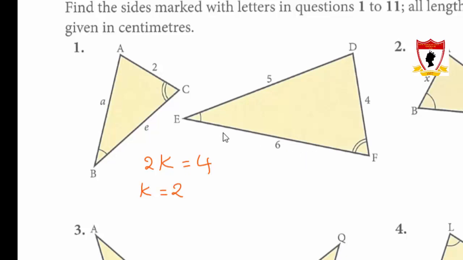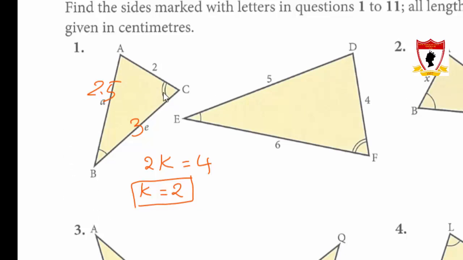Now this side is 6, then E must be... whenever we find the length of the smaller triangle, we divide by k, and whenever we know a side on the smaller triangle, we multiply it by k to get the side of the bigger triangle. Then 6 divided by 2, E is 3. 5 divided by 2, A is 2.5, because 5 divided by 2 is 2.5. 4 divided by 2 is 2.